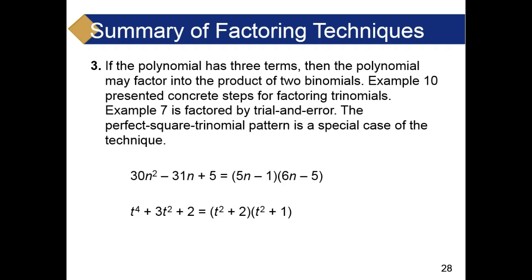Okay, got to be a t squared, right? T squared times t squared. Plus 2 and plus 1. That's the only possibility. Check it by going back and foiling and make sure you get this, and sure enough you do. But then you always check and see, can I carry that any further? Can I factor that again?